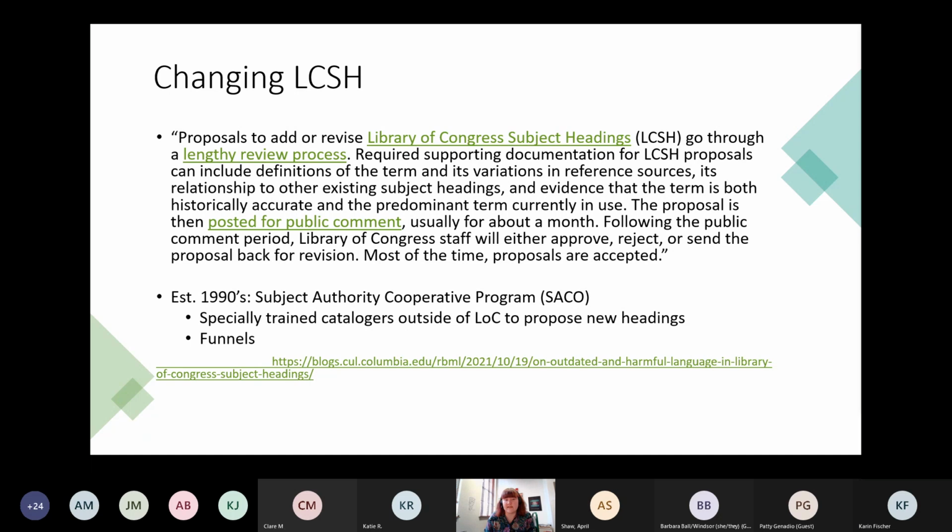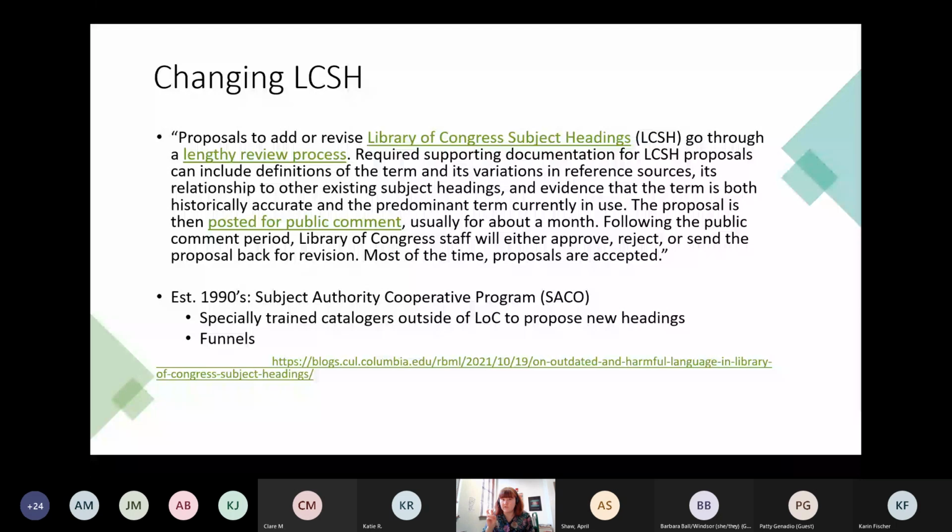Most of the time, proposals are accepted, so that's a good thing, but it is a lengthy process. Because of that, in the 90s, the Subject Authority Cooperative Program, SACO, was created. Specifically trained catalogers outside of the Library of Congress banded together and worked to better the headings and create new ones, but they work on proposals. So it's more collaborative, because a lot of work goes into these proposals. As I said, you've got to do research about how it's used, when it's used, and really provide a lot of justification for things to change.